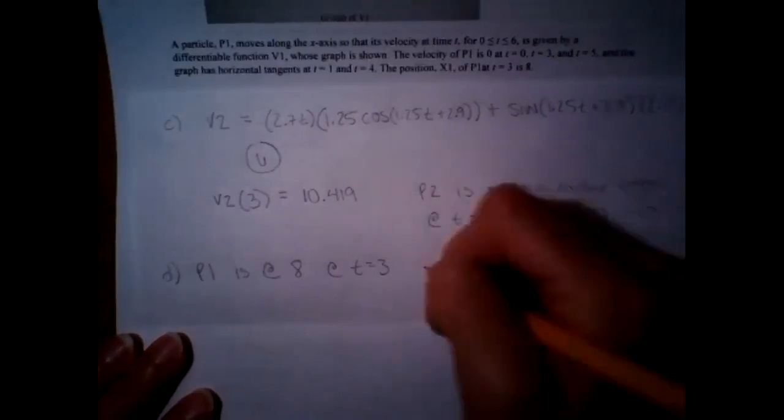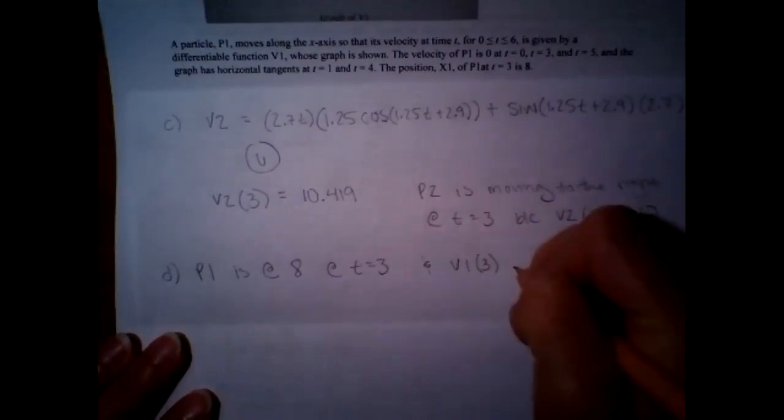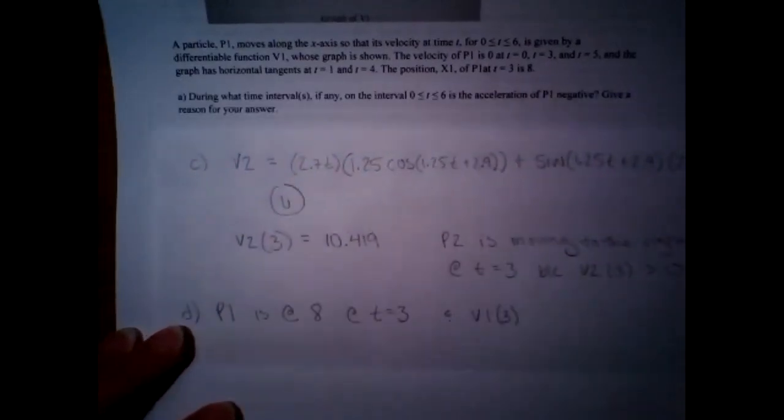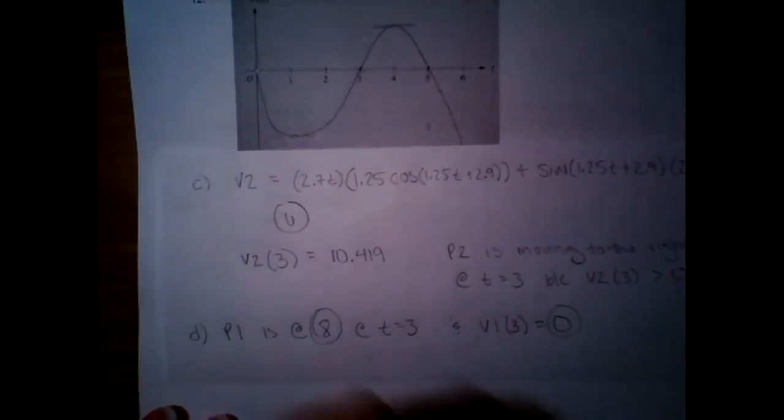And let's see what its velocity is. And velocity at 3, did we have that? Oh, we are given the graph for velocity. Velocity at 3, oh, that's 0. So that means that particle is not moving. So it's at 8 and it's not moving. So that's cool. At least one of them is still. If one of them is at rest, that's kind of nice.